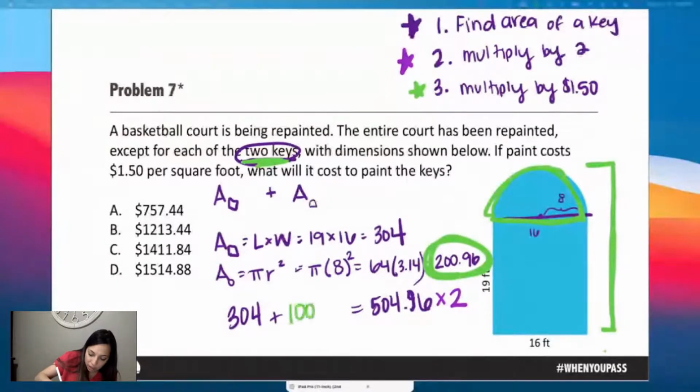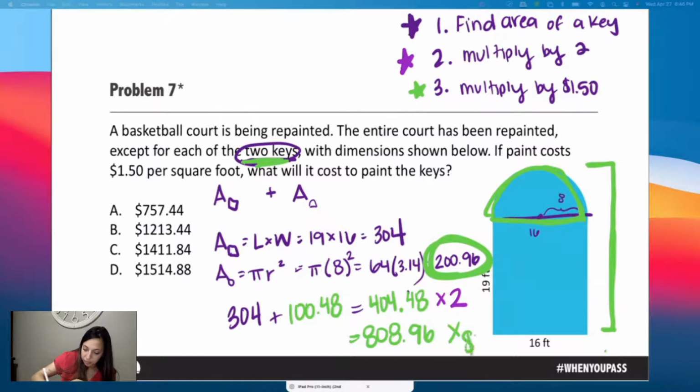So that actually means we have 100.48, which means we have not 500, we have 404.48 times 2, which is 808.96. And then we multiply that times $1.50, and that gives us $1,213.44.